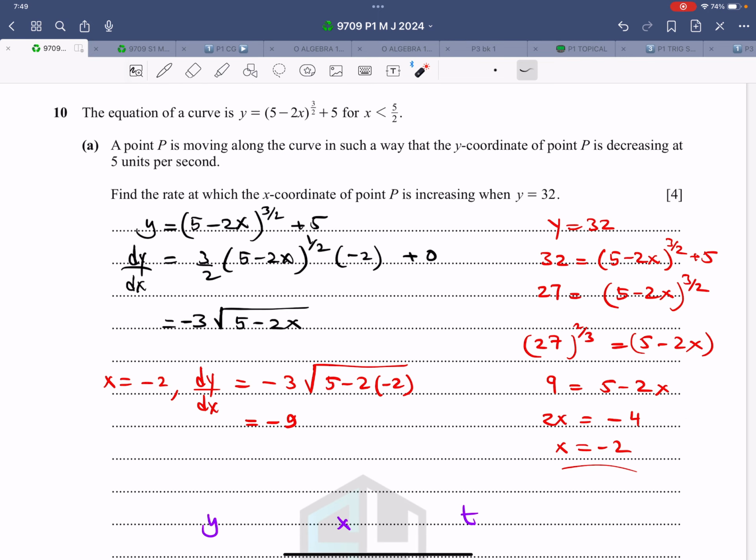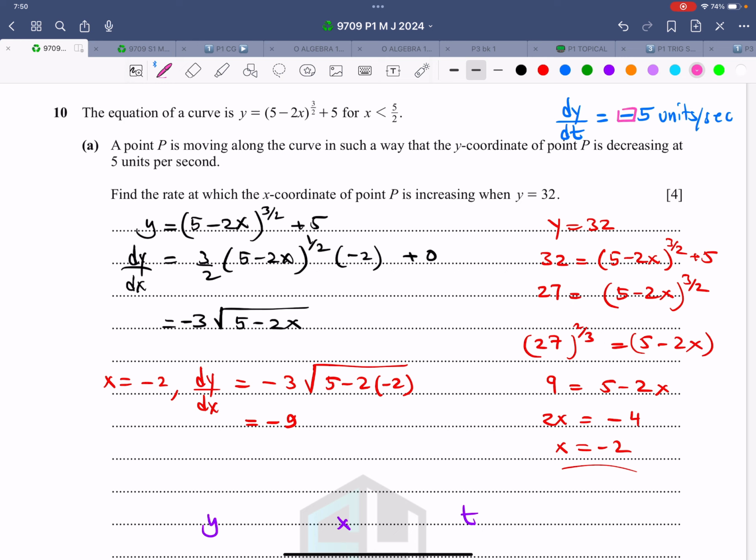Question number 10. Now it says the equation of a curve is this much for x is lesser than 5/2. Part a: a point P is moving along the curve in such a way that the y coordinate of point P is decreasing at 5 units per second. So let me write down one thing. dy by dt, how is y changing with time? That is negative 5 units per second. So keep in mind this negative sign, don't forget it.